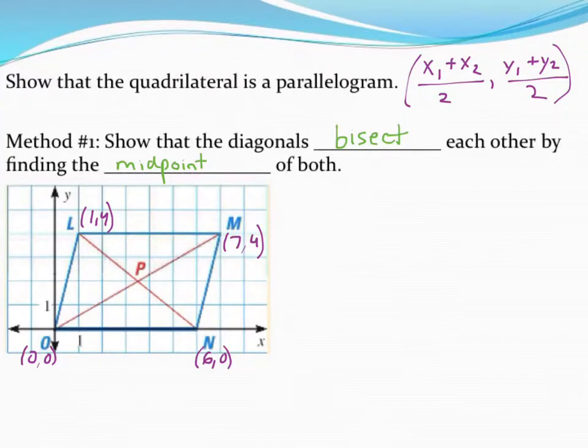Let's take a look at three different ways that we can prove that a quadrilateral is a parallelogram using coordinates. The first method that I'm going to show you is going to use the property that diagonals bisect each other in order to prove this.